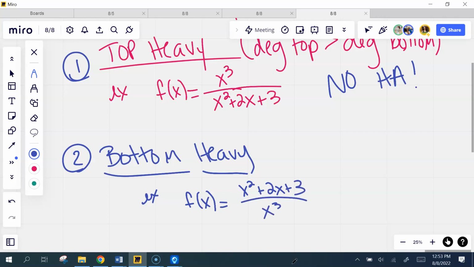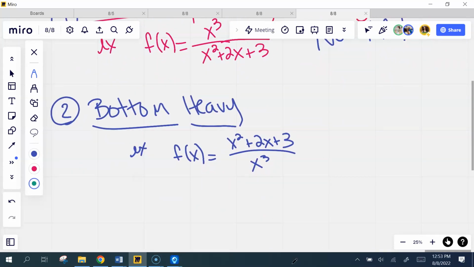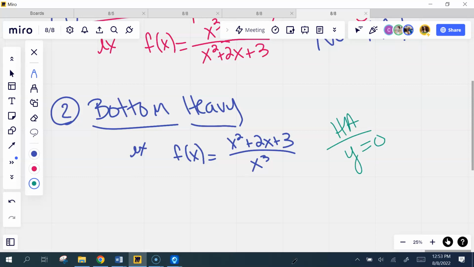Bottom heavy? If that occurs, then your horizontal asymptote is y equals 0.